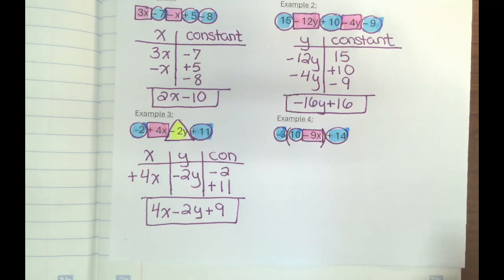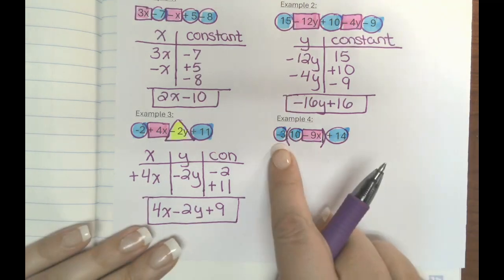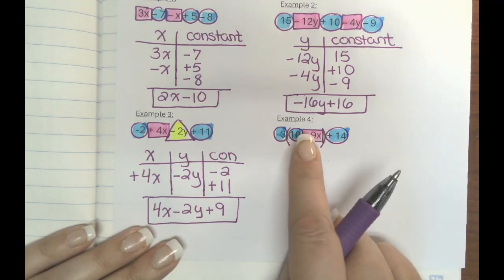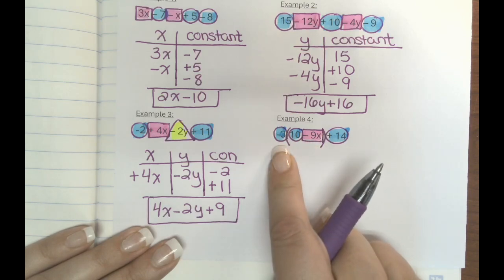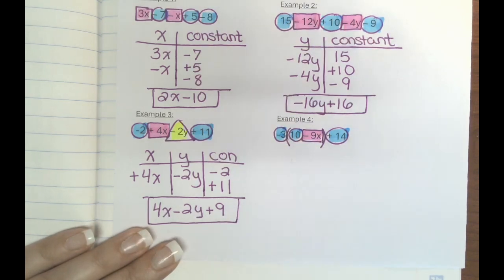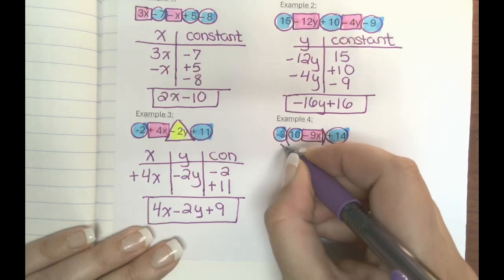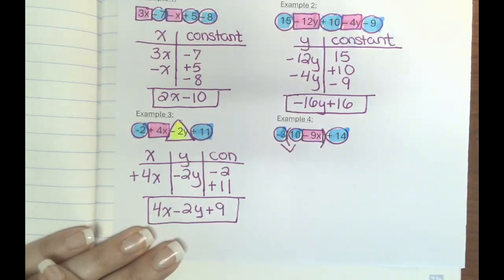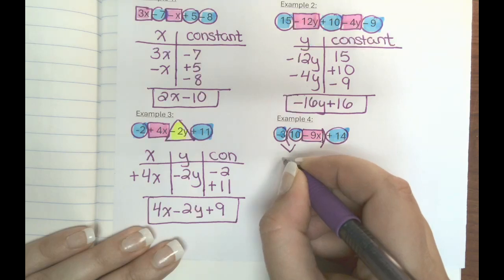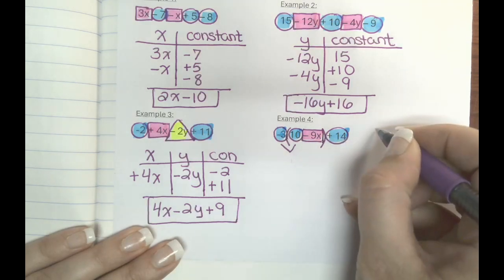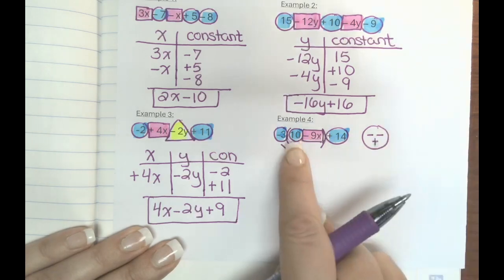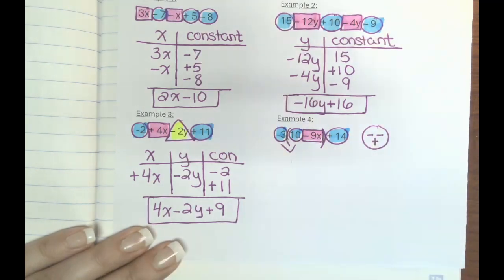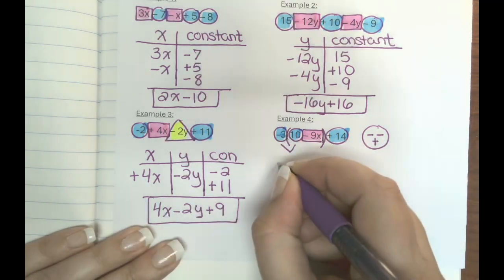Now we have to distribute the negative 3 to each of these values inside. That means multiply negative 3 by each of these values, okay? So I have negative 3 times 10. Remember your face over here? A negative times a positive is going to be a negative, so that would be negative 30.